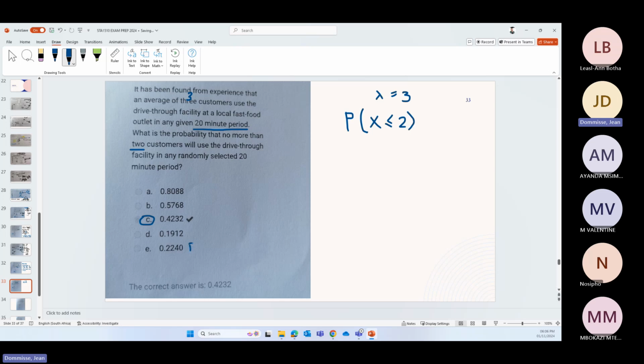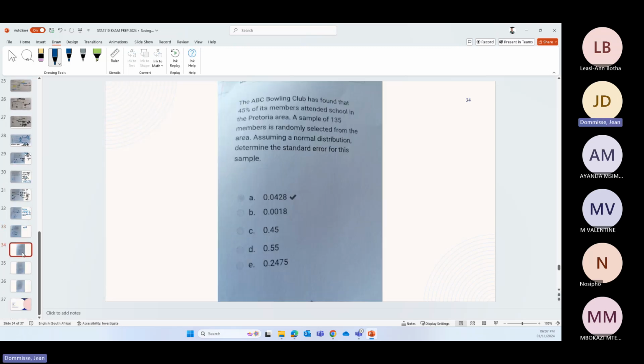Okay, just be careful. There's the probability of x equal to 2. That is the probability of x bigger or equal to, okay, so that would be 3. So probability of x bigger than 2. So just be careful there. Okay. Next one.